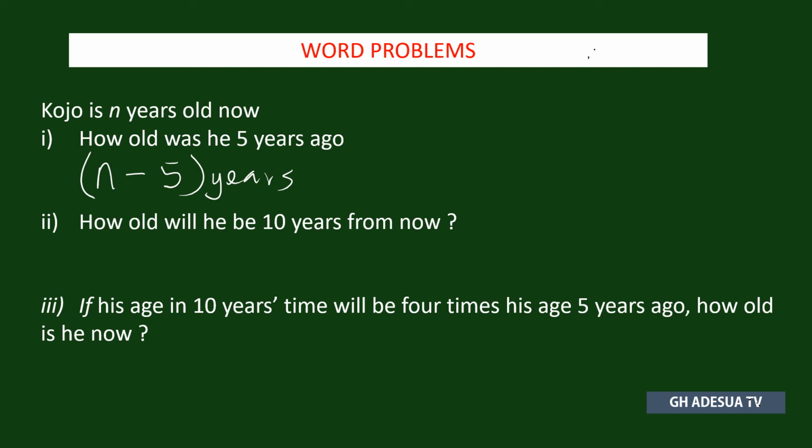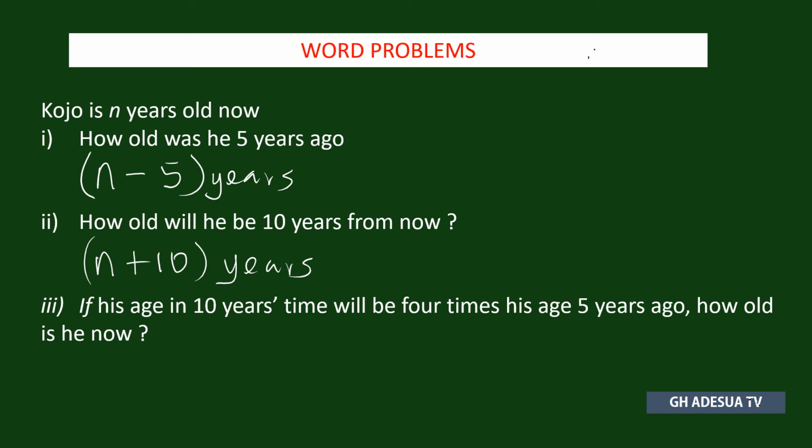Now, how old would he be in 10 years from now? So currently he is n years. In 10 years time, how old will he be? So you just have to add the 10 years from now to his current age. So that will be n plus 10 years. So in 10 years from now, Kojo would be n plus 10 years old.